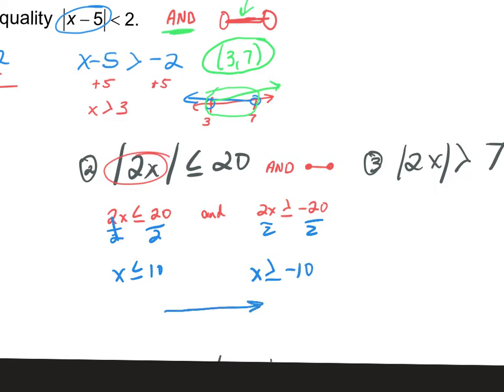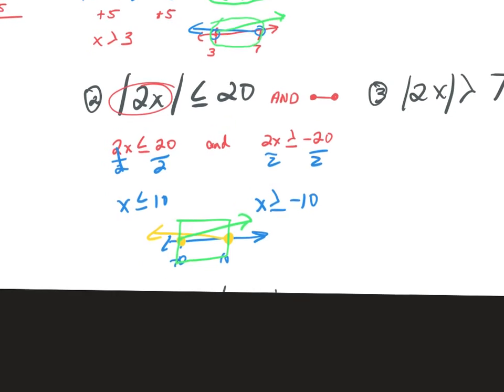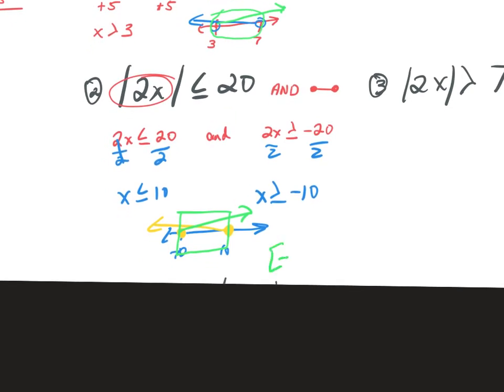So a quick little picture. Negative 10 would be on this side, positive 10 would be on this side. I have a closed circle. So it says x is less than or equal to 10, so I go that way. X is greater than or equal to negative 10. So do you guys see where they overlap? You see the overlapping? Okay, so then that is my interval notation, from negative 10 to positive 10. That's my solution set. And it's brackets because it includes, right?